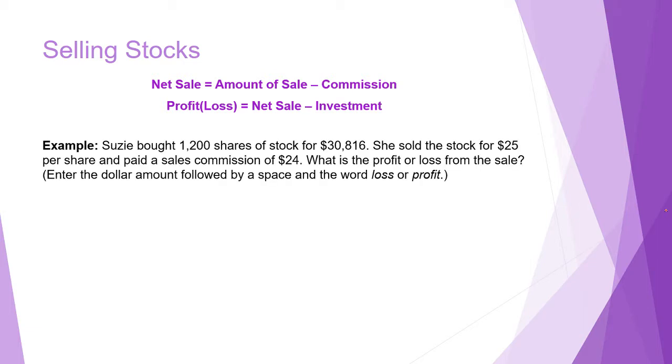So we're going to go over an example. Susie bought 1,200 shares of stock for $30,816. She sold the stock for $25 per share and paid a sales commission of $24. So what is the profit or loss from the sale? We're trying to see how much, and was it a profit or a loss?